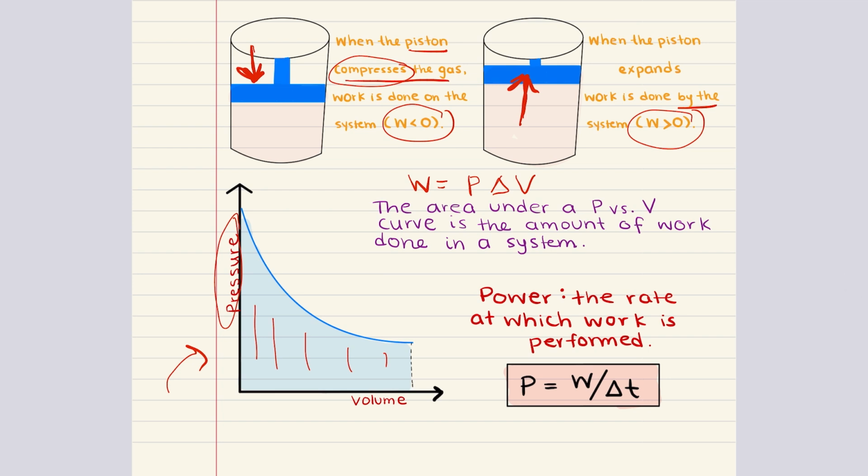Power is the rate at which work is performed. Power tells us how quickly work is done, and it's defined by the equation P equals W over delta t, where P is power, W is the work done, and delta t is the time over which the work is performed. Now, power is a crucial concept because it not only tells us how much work is done, but also how fast it is accomplished. So for instance, if two engines perform the same amount of work, the one that does it in less time delivers more power.